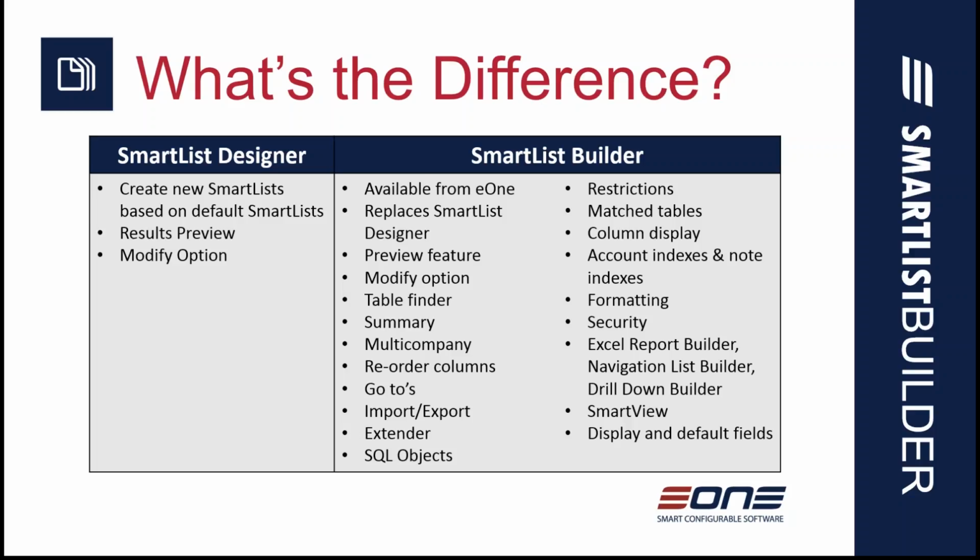Things like modifying the default lists. SmartList Builder allows you to do that. Renaming columns, doing more restrictions within the builder so that you aren't taking those 4 search criteria that SmartList gives you. A lot of different things you can see in this list, and I'm going to show you SmartList Builder to show you some of these features.